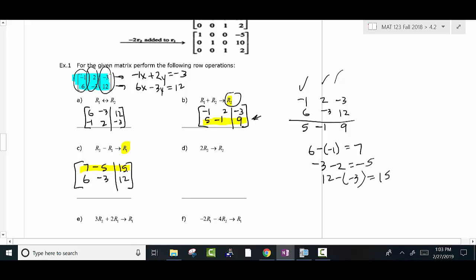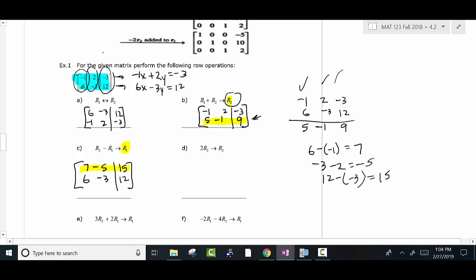Okay, so what I did is I just did each element in row 2 minus the corresponding element in row 1. Then I substituted it in for row 1. Does that make sense what it did? No. Okay, again, I just did, look at this, 6 minus -1, -3 minus 2, and then 12 minus -3.